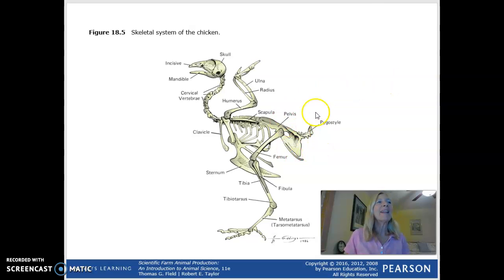The next one is the skeletal system of a chicken. Chickens have hollow bones. Their bones are hollow because their body is adapted to flight. So a bird's skeletal system is very lightweight compared to the skeletal bones of, say, a rabbit or an animal that would be similar size. The skeleton itself would be a lot heavier.